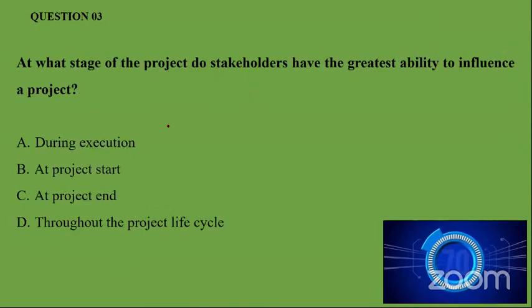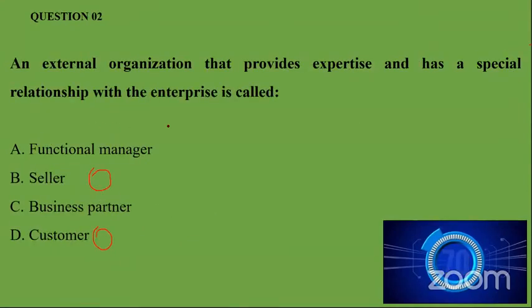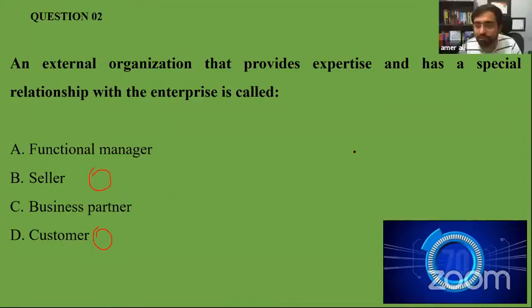Could you maybe explain this elimination technique, like why it is not customer? Yes. Because for me, seller and customer seem the same. A seller is someone who is selling. You have a seller and you have a buyer. Seller, buyer and customer is the same thing.